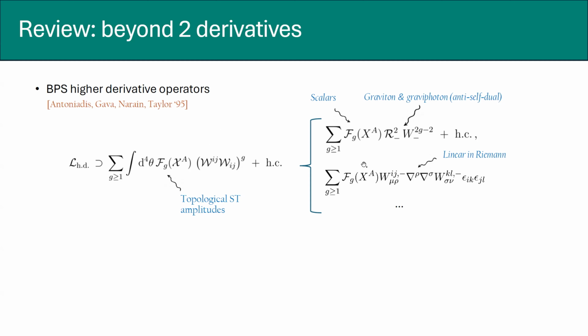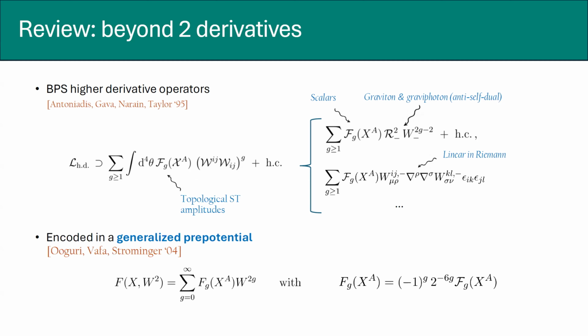And about this whole tower, what is important for us is that when we embed this in string theory, this curly F of g, that in general could be a generic holomorphic function, is fixed in terms of topological string theory amplitudes. The second important thing is that all this information can be encoded and condensed in a simple object, which is called the generalized prepotential.